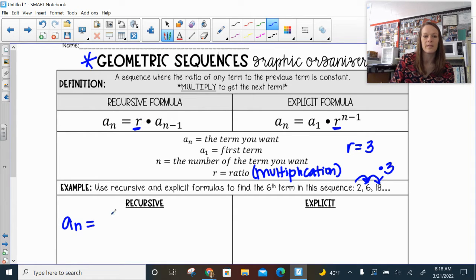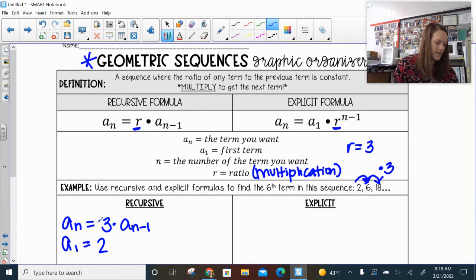Okay, so I'm going to plug in that 3. And then the a_(n-1) stays the same, and I still have to denote my first term, which is 2. And so that tells me my first term is 2 and that I'm multiplying by 3. Now I know that that's multiplying by 3 and not adding 3 because it's 3 times a_(n-1).